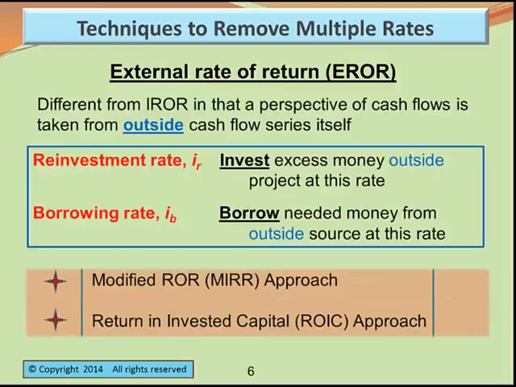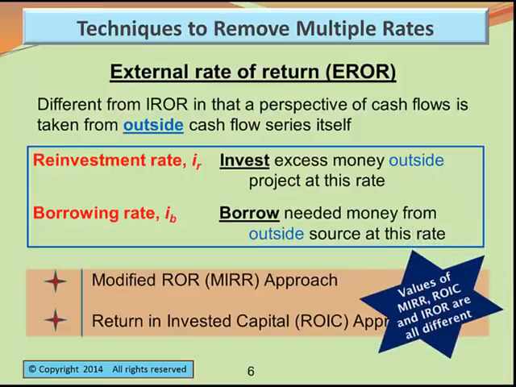Two methods can be used depending upon the situation, and they are the MIRR approach and the ROIC approach. These will result in different i* values, but either method is guaranteed to provide a single real number value for i*. This rate is called the EROR, since rates external to the cash flow series are used in the analysis. Let's take a brief look at each method.